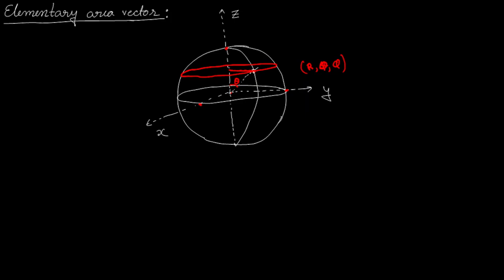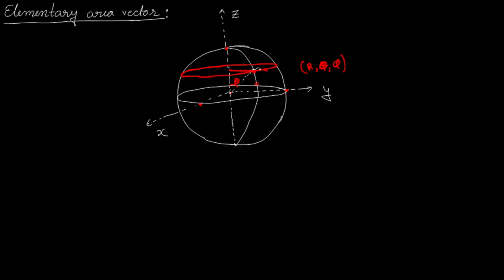Let's say this is the point P. Now I am asking you: if we keep the values of phi and r fixed, and increase the value of theta by a small angle d theta, will this point move on the red line or on the white line? It will move on the white line.